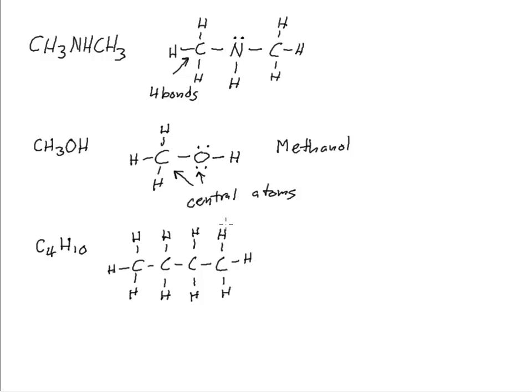Are there 10 hydrogens? Well, we have 4 up on top, 4 on the bottom, 2 more makes 10. Every carbon has 4 bonds, every hydrogen has 1 bond. This is a good Lewis structure, and this compound is called butane.